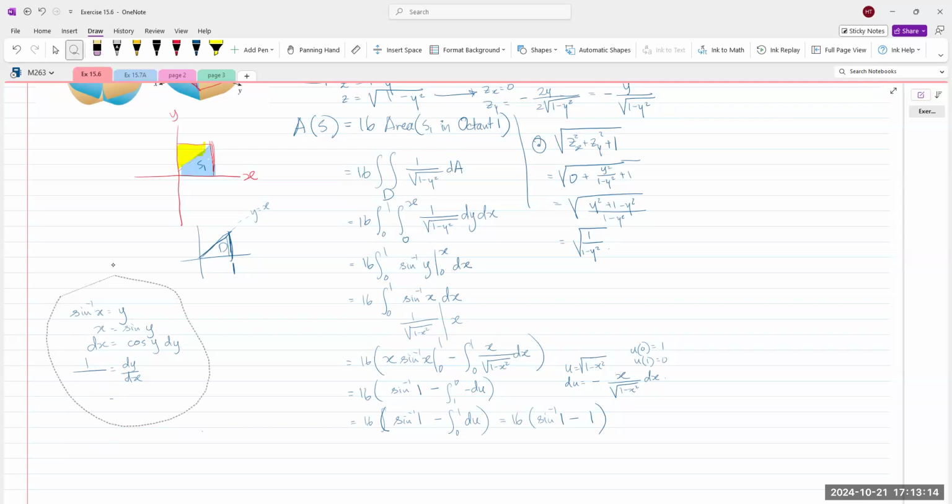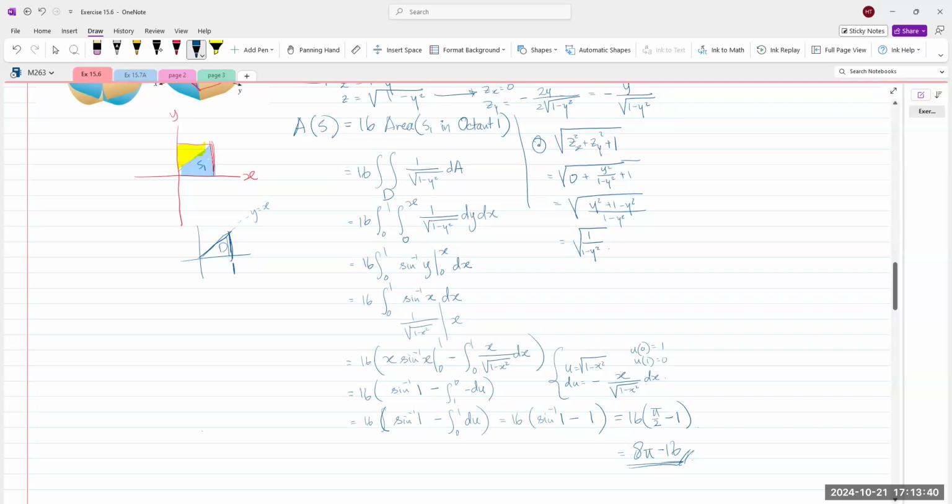Let me check my work again. Well, sine inverse 1 at most 1. Oh, hold on. Sine inverse 1. Duh, what am I doing? That's not sine 1. It's sine inverse 1. Sine inverse 1 is pi over 2. So I'm correct. Sorry. So that's pi over 2, which is more than 1 minus 1. Okay. So this is 8 pi minus 16. Oh, I thought I was wrong. My bad.